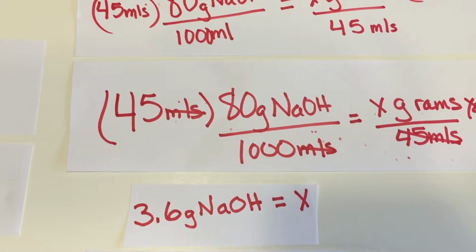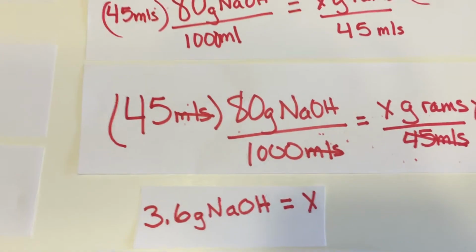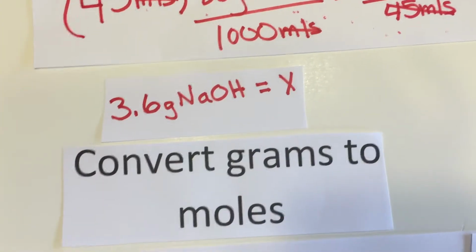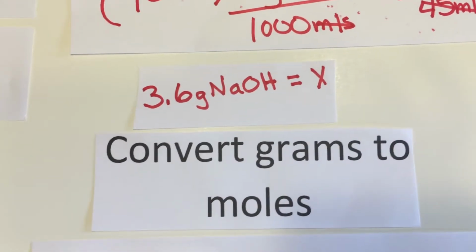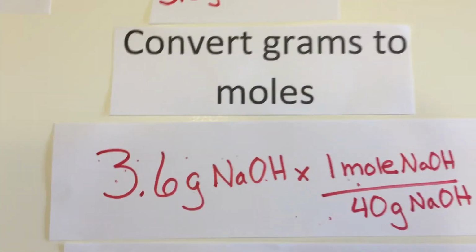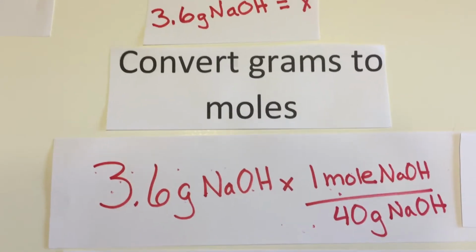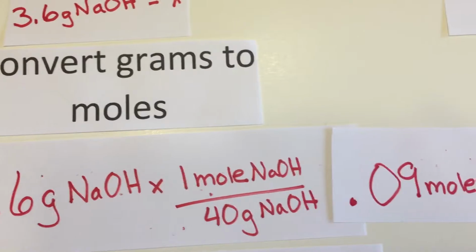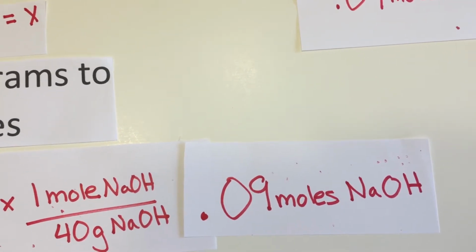Okay, so then what do we do with this? Well, we need to convert it to moles. So we convert grams to moles, and this is the beginning. We're trying to figure out how many moles we started with. To convert grams to moles, you take your 3.6 grams of sodium hydroxide, multiply it by your formula weight, and you get 0.09 moles of sodium hydroxide.